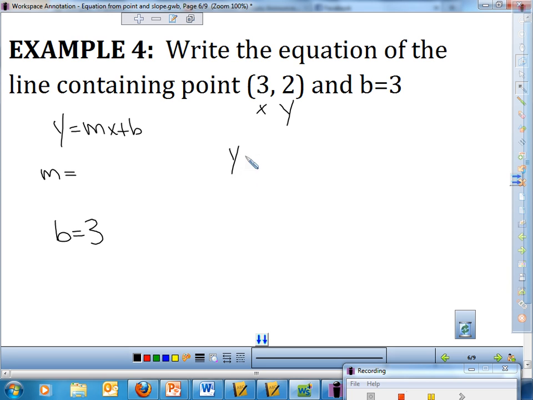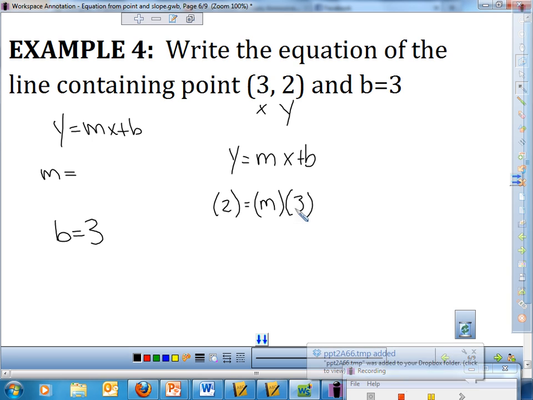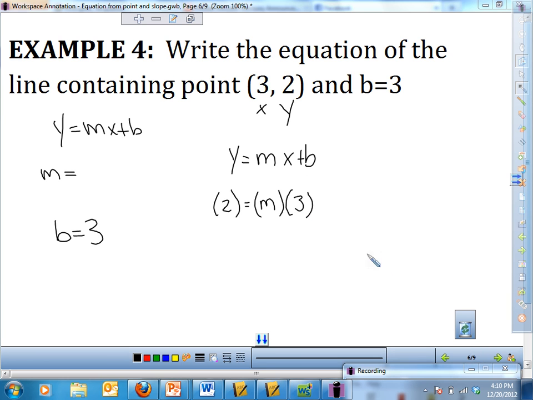So again, I'm going to substitute in my values. I'm going to rewrite out y equals mx plus b. And I'm going to go through and put my values in. I know that the value of y is 2. So I'm going to put a 2 in for y. The value for m was, we don't know, so I'm going to leave that as m. The value for x was 3. And the value of b, we did know it was plus 3.